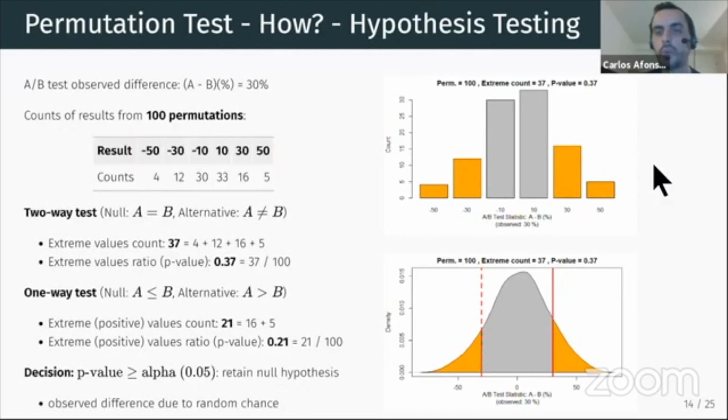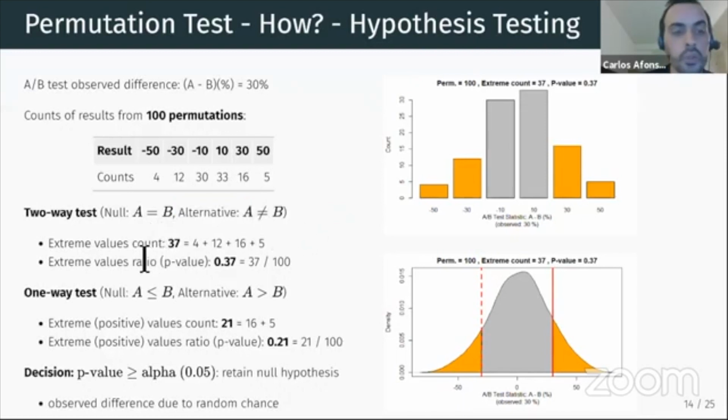Now, this is to provide you a graphical representation of our hypothesis testing. Of all these values that we got from the permutation test, we want to know how many of them are as extreme or more extreme than the observed difference of 30%. For the two-sided hypothesis test, the null hypothesis was that there's no difference between A and B. A and B are the same. The alternative hypothesis is that there's actually a difference between A and B. A and B are different.